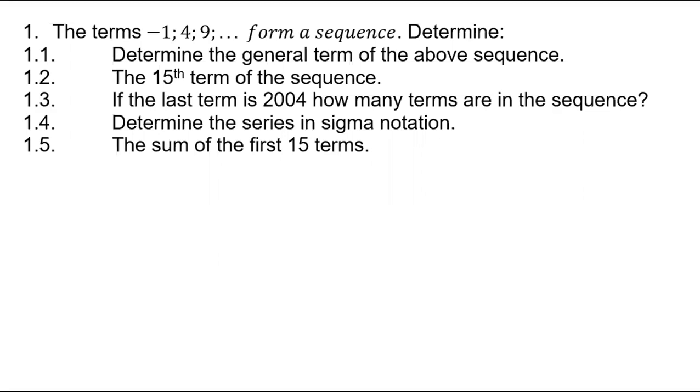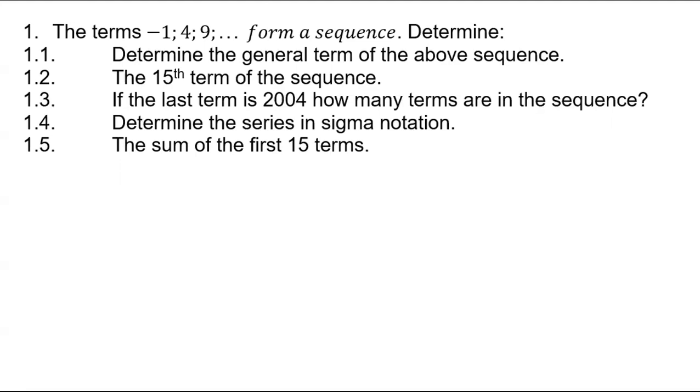I will start with 1.1. Before you can even try to answer 1.1, you need to check what type of sequence we are given. That is -1, 4, and 9. Is it arithmetic? Is it geometric? Or is it quadratic? It is arithmetic.